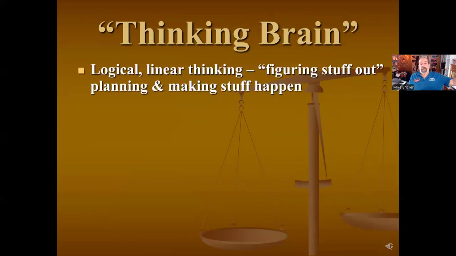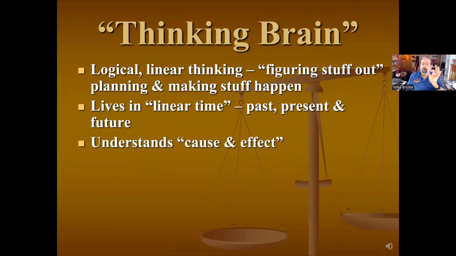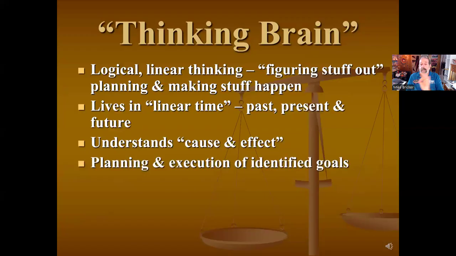So the thinking brain, what does it do? Logical, linear thinking. Its job is figuring stuff out, planning and execution of identified goals. That's what this part of the brain does. It does live in linear time. It understands past, present, and future. So now it understands cause and effect. The problem is a lot of times the monkey brain isn't listening. So it's responsible for planning and executing identified goals.